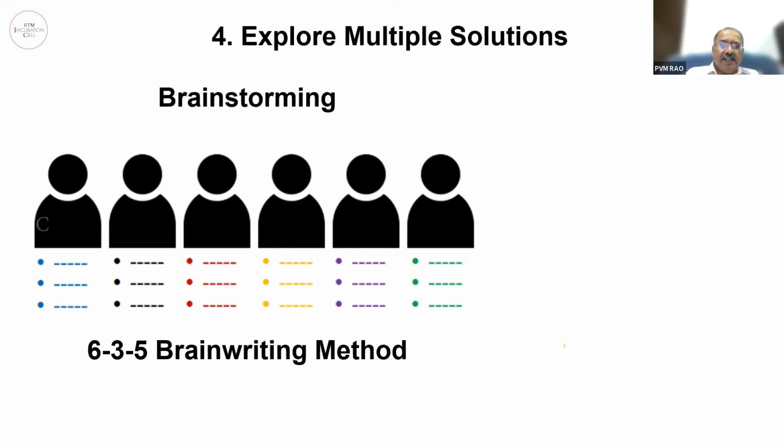What it says is that suppose there are 6 people, it's not possible for a team to come up with, let's say, 50 great ideas. What is possible is that each one of them comes up with, let's say, their 3 best ideas, and you write them down.